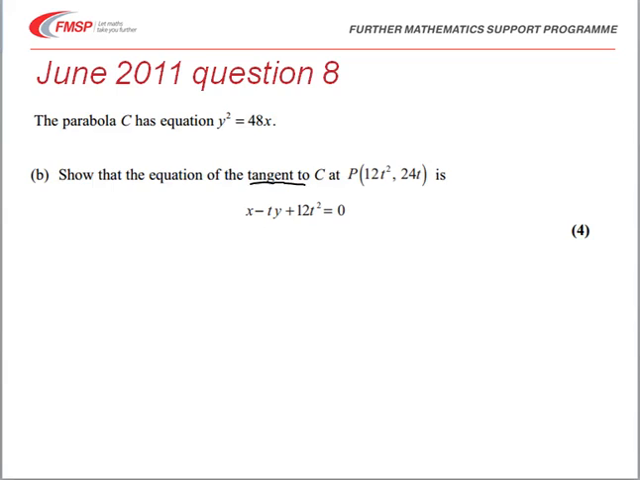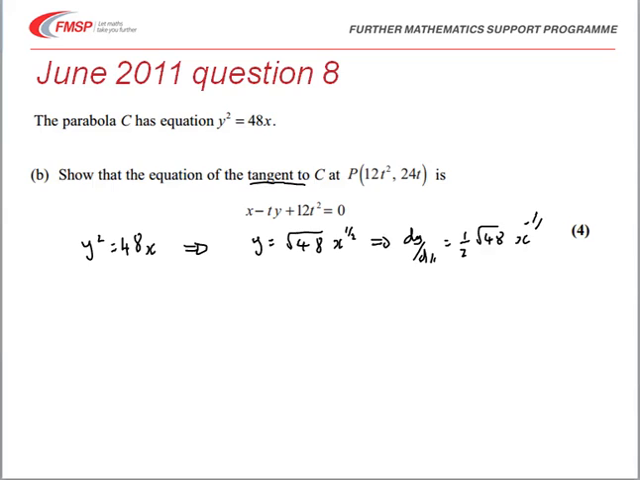So the standard procedure for finding the tangent is first of all to take the equation y squared is equal to 48x and to differentiate that to find dy by dx. Well, if y squared is equal to 48x, one way of doing this is to write y is equal to the square root of 48 multiplied by x to the power of half, and therefore dy by dx is equal to 1/2 of root 48 multiplied by x to the power negative 1/2. Or taking the half inside the square root, that becomes 4, so we get root 12 x to the power negative 1/2.